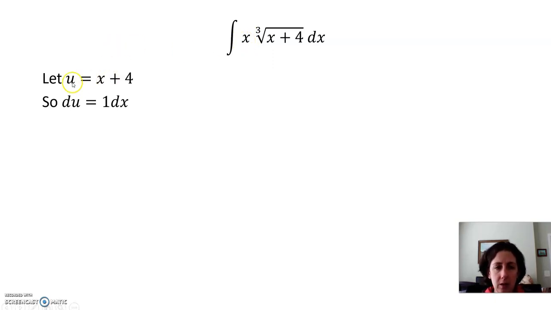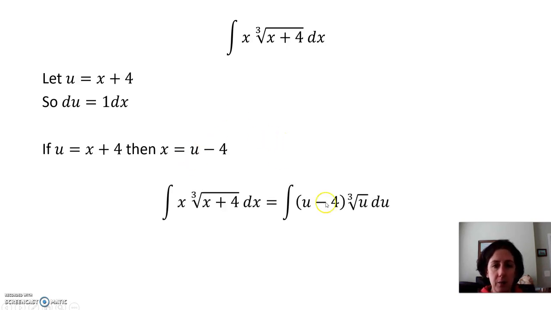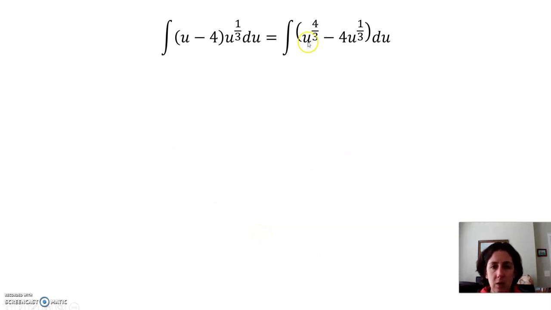But if you look here, u is equal to x plus 4, so that means that x is equal to u minus 4, if I just subtract 4 from both sides. So if I wanted to do this type of substitution, then this x would be u minus 4, and then this would be the cube root of u. Well, the cube root of u is u to the 1/3, and what I can do is distribute that u to both terms to get u to the 4/3 minus 4u to the 1/3.